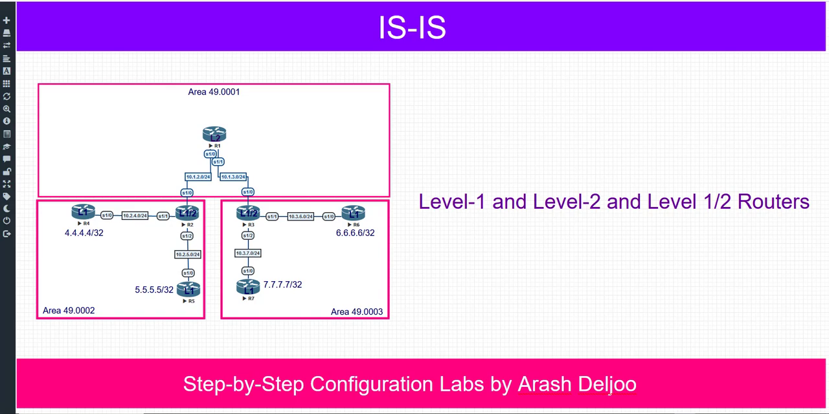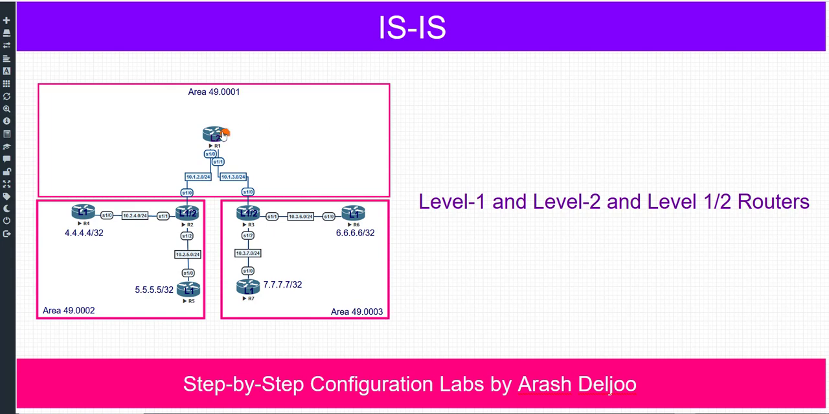In this video, I am going to show you how we can configure a complete ISIS scenario. As you can see here, we have a scenario that includes three areas: area 1, area 2, and area 3. In these three areas, we have level 1, level 2, and also level 1-2 routers. I want to show you how you can configure it, and finally, we can check the connectivity between loopback interfaces of router 4, router 5, router 6, and router 7.